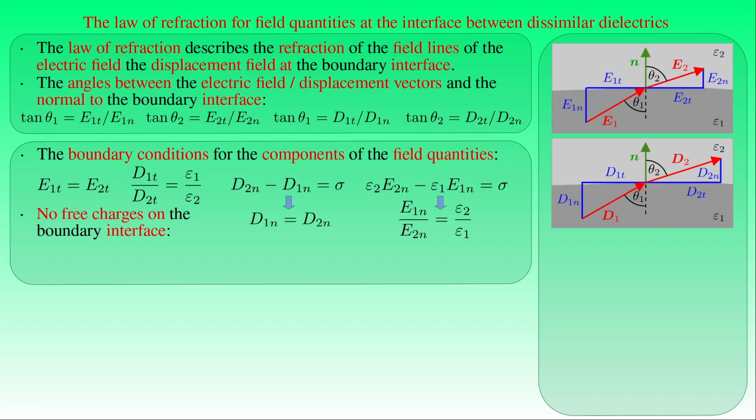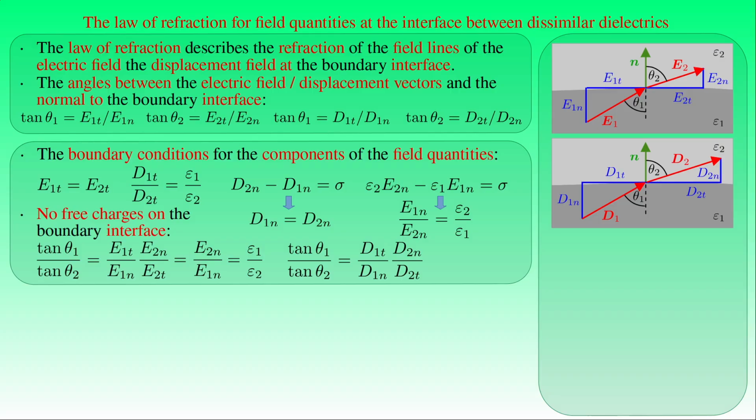By considering the trigonometric equations written for the angles θ1 and θ2, we can express the ratio of tangent θ1 to tangent θ2 as the ratio of the tangential component of the field strength E1 to its normal component, times the ratio of the normal component of the field strength E2 to its tangential component. If we apply the first boundary condition on the right-hand side of this equation, then we can reduce it to the ratio between the normal components of the field strengths E2 and E1. Now we use the fourth boundary condition, which gives the ratio of the dielectric constant epsilon1 to the dielectric constant epsilon2.